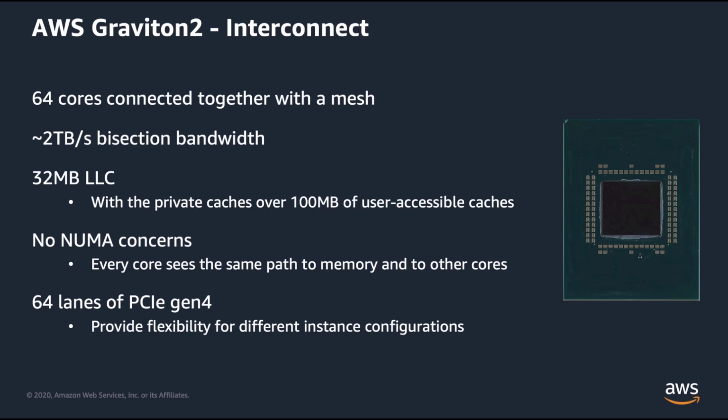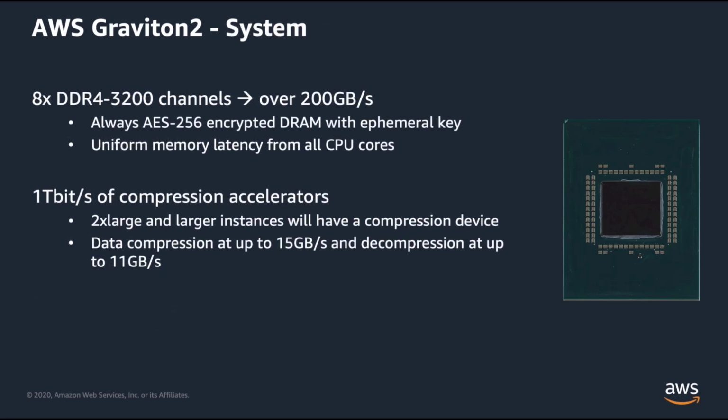From a topology standpoint, the memory on a Graviton2 looks flat. There's no NUMA concern. Every core sees the same path to memory and to other cores, which means that application developers don't have to pay attention to where they allocate the memory, which makes their life easier.